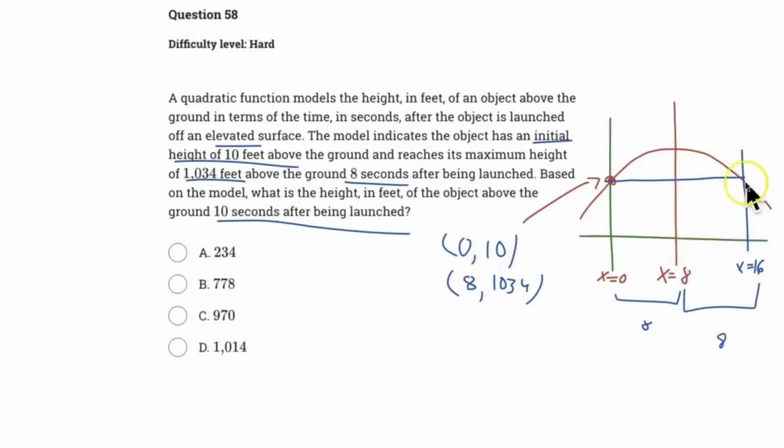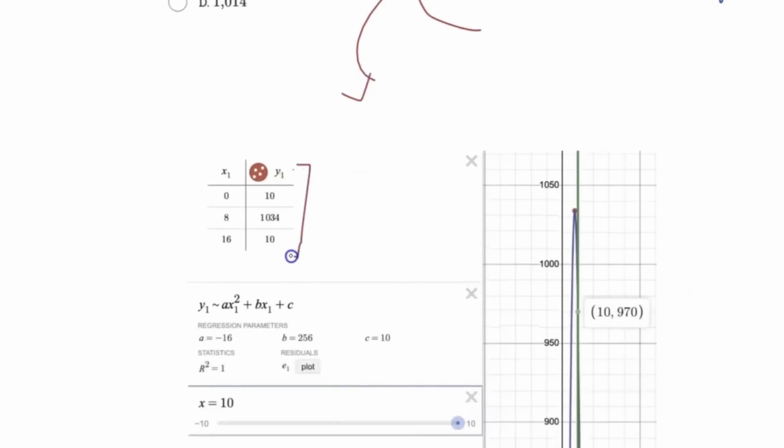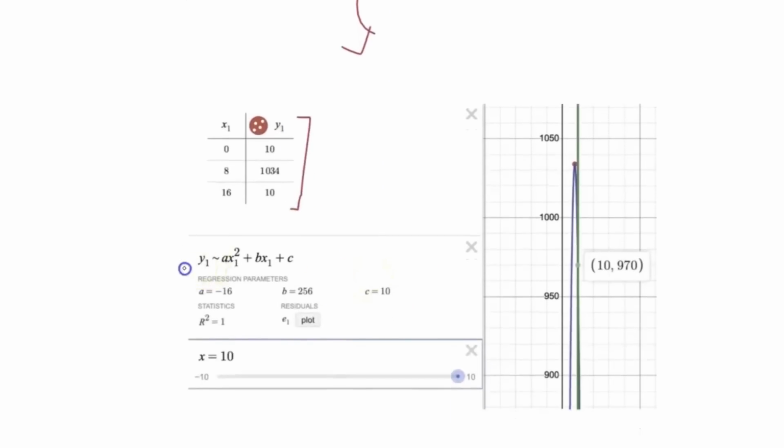Therefore, finding our other coordinate point is actually pretty simple, because we know that this value, when it returns, has to have a y value of 10. And we already said that x is going to be 16. So we have (16, 10). We have our 3 coordinate points now, and we just plug this into Desmos. As you can see here, just a table with the points, and we put in our regression, and it gives us our graph. It gives us the a, b, and c values.